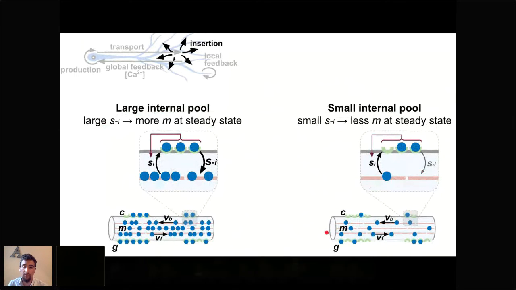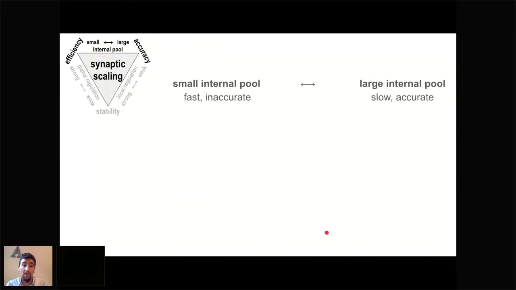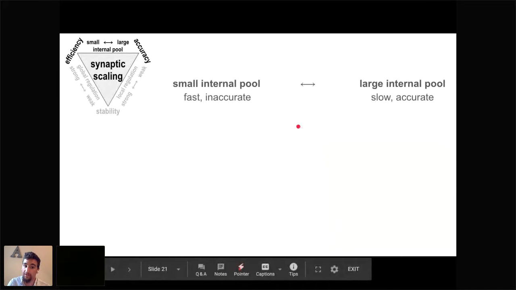So what's the point of this? What difference does this make? Let's take a look at the third trade-off. So now we're going to be varying this S minus I parameter, which corresponds to the internal pool. And as before, all other parameters are going to be held constant.